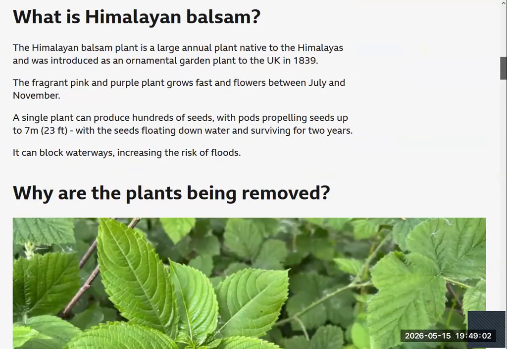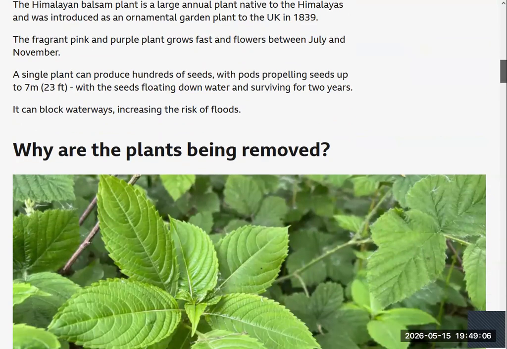So what is Himalayan balsam? And it's describing it now, isn't it? The Himalayan balsam plant is a large annual plant native to the Himalayas and was introduced as an ornamental garden plant to the UK in 1839. So it's almost 200 years old in this country, we might say.